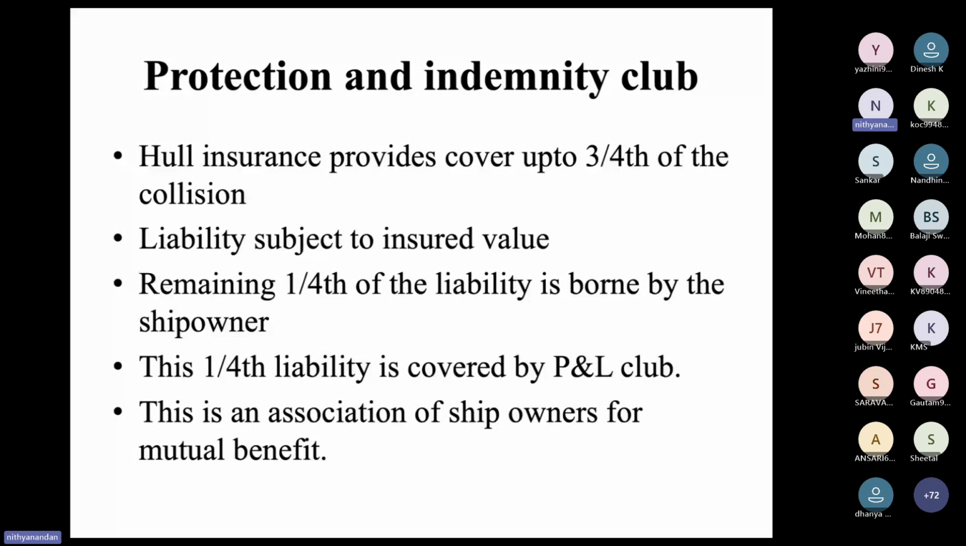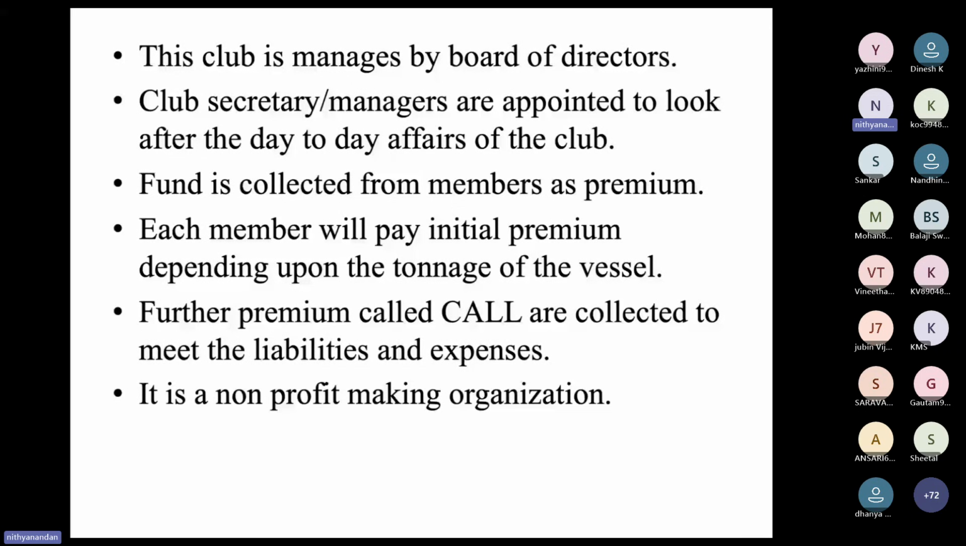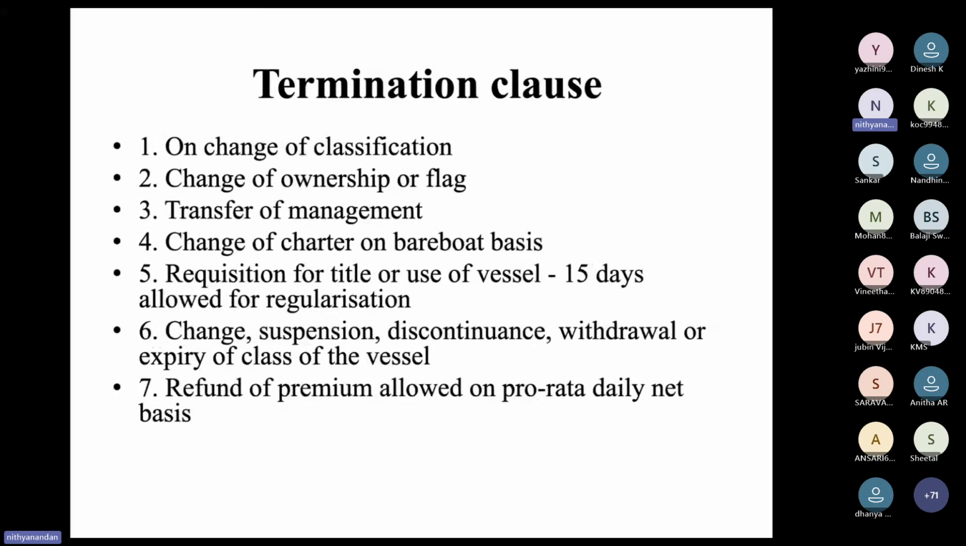So it is a voluntary association. This club is managed by a board of directors. It is based on a no loss, no gain basis. Funds are collected from the members as premium or contribution. Each member will pay an initial premium depending upon the tonnage of the vessel. If the pool or the floating fund is over, then again a call will be made to all the ship owners to make the contribution. It is a non-profit making organization, right? Okay. So collision liability 3/4 is made good by the policy, 1/4 by the P&I club.